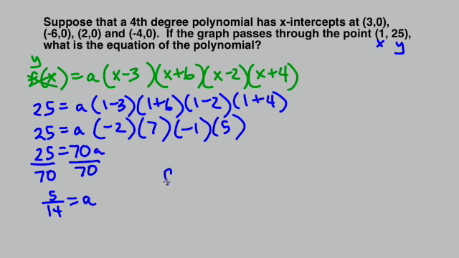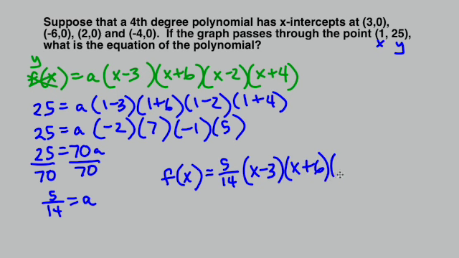And so finally, what is our equation? Well, it's f of x equals 5 over 14. That's going to be our a value. And then we're going to go ahead and put in our 4 factors to put this into factored form. So x minus 3, x plus 6, x minus 2, and then finally x plus 4. And there you have it. You now have a 4th degree polynomial that will go through this unique point, 1, 25. Our a value is 5 over 14, and these are our 4 factors.